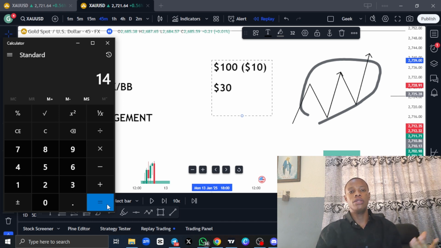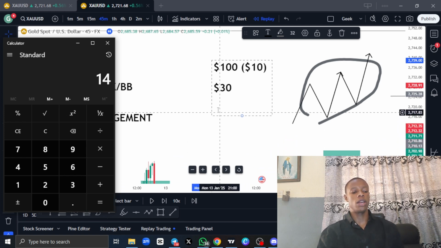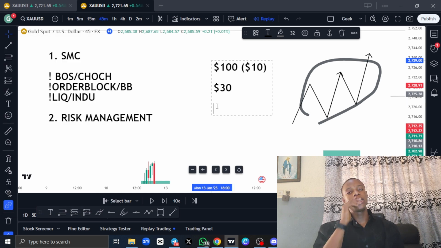Let's put it on average. Me personally, I don't think I take up to 14 trades. Maximum, let's say 13, 12. But on average, let's say I take 14 trades a week. Now, remember, out of that 14 trades, let's say my win rate is 50%, and I won 7 out of 14.